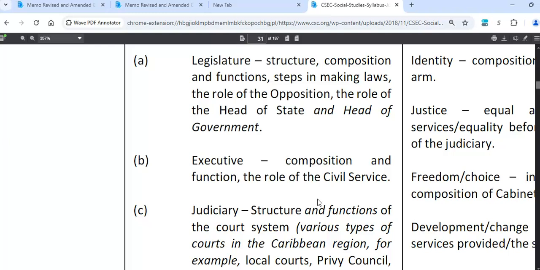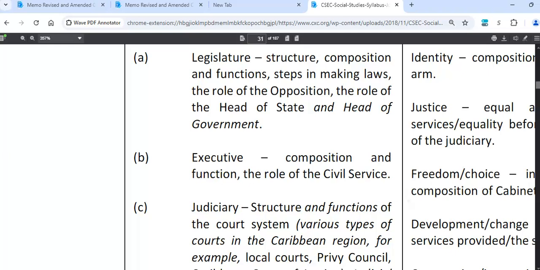Now, this asks us, what does the syllabus say? What are the functions of the executive? To make policies. We are to look at the role of the civil service. And since I have given you the composition and the functions of the executive, I am going to give you the opportunity to do your own research on the role of the civil service.